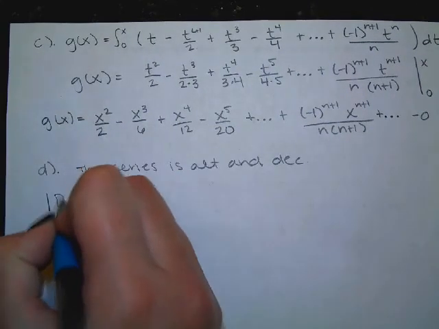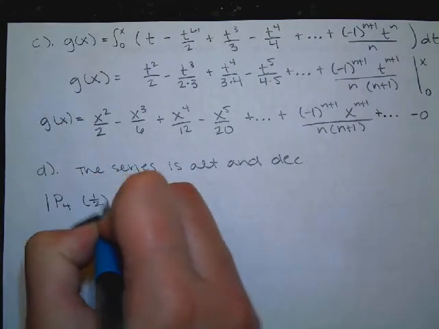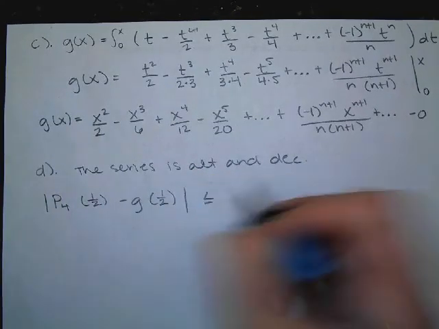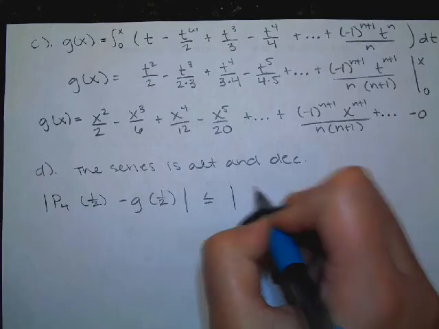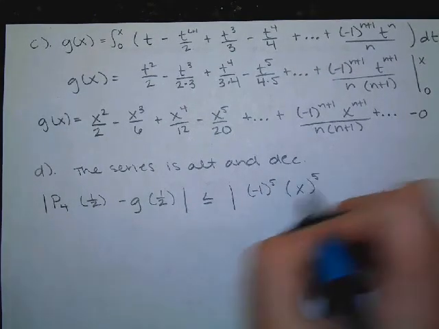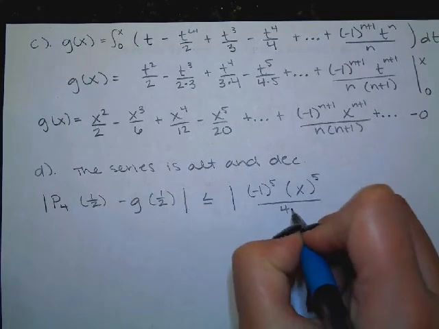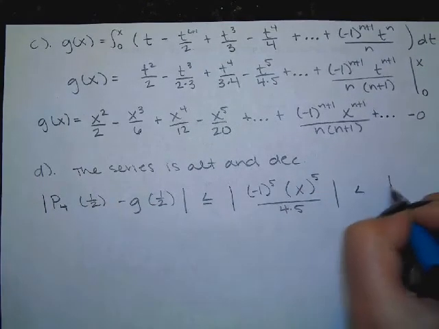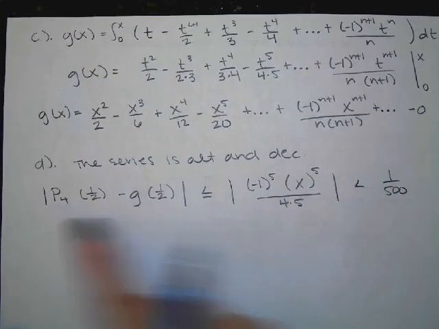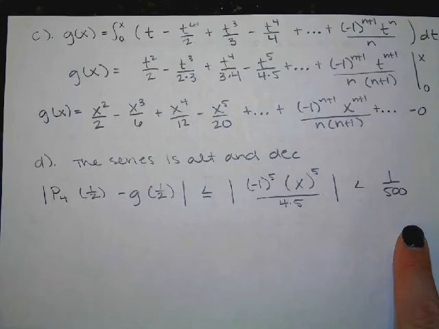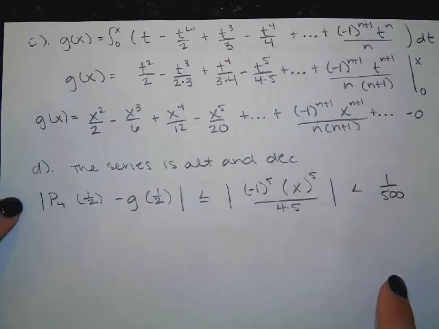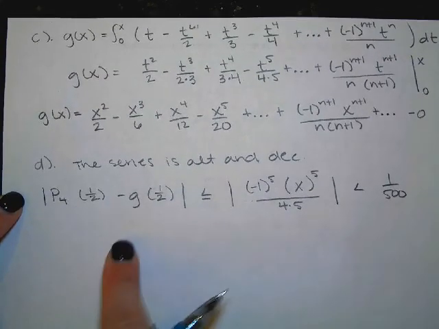So P sub 4 of 1/2 minus G of 1/2 is the error. That needs to be less than or equal to negative 1 to the 5th times x to the 5th divided by 4 times 5. And that needs to be less than 1 over 500. Okay, so this is me writing out the formula for my error. I would start here before I plug in numbers because sometimes they give you a point for this. Just this setup right here and writing it down.